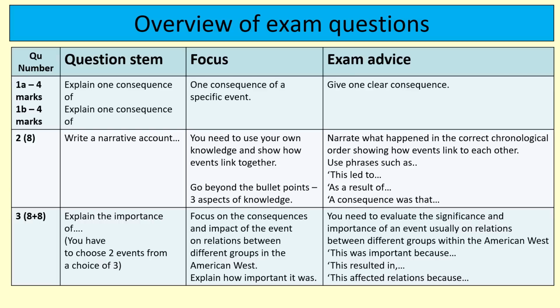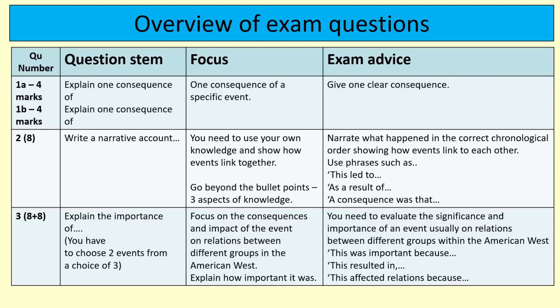Okay, so this is an overview of the exam questions that you're going to face for the American West. And explain one consequence of question. Remember, this is new for 2025. Previously, it was explain two consequences of the same event. So you're going to get a little bit more coverage on this paper.